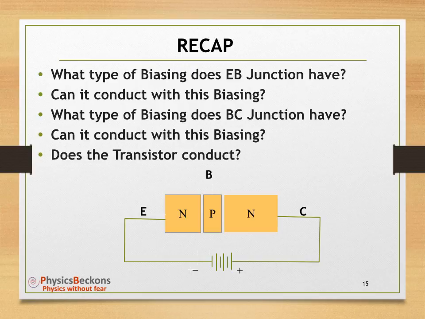Can this conduct in this biasing? Yes, the emitter base junction being forward biased can allow the current to pass. But in the diagram, we have the base collector junction reverse biased because the collector is N type and connected to positive. So the biasing given to the base collector junction is reverse and it cannot conduct in this biasing. So overall, the transistor will not conduct in this biasing.